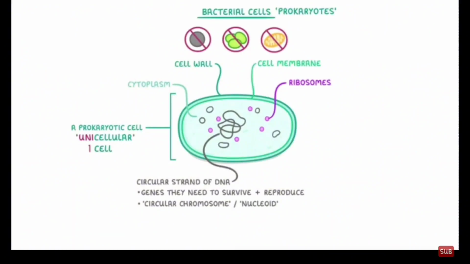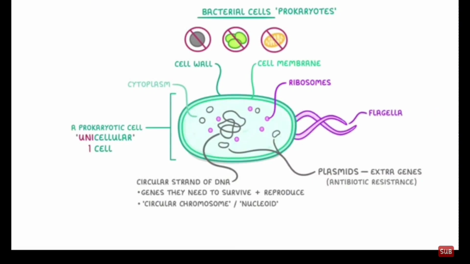Some bacteria also have additional small rings of DNA called plasmids. These carry extra genes like antibiotic resistance, which the bacteria don't need on a daily basis, but may sometimes come in handy. Some bacteria also have flagella. These are thread-like structures that protrude out from the bacteria and are able to rotate to propel the bacteria along. So they basically allow the bacteria to move around.